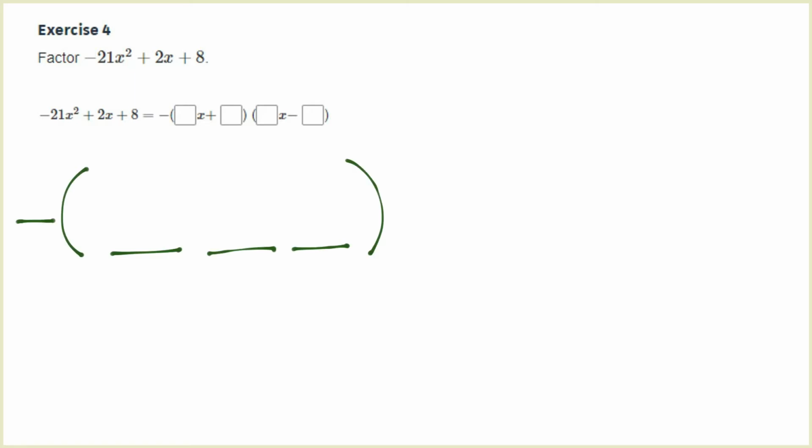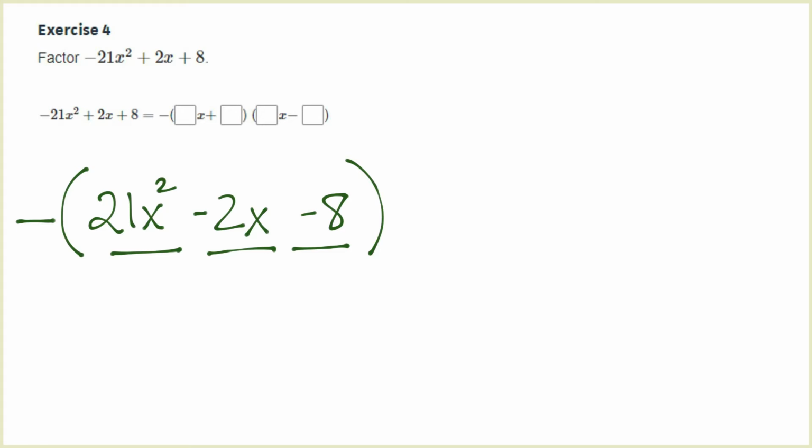Now I need to find out what is the remaining polynomial after I take out my negative 1. So I'm going to divide each of those 3 monomials by negative 1. So negative 21x squared divided by negative 1 is positive 21x squared. Positive 2x divided by negative 1 is negative 2x. And positive 8 divided by negative 1 is negative 8. So my remaining trinomial is 21x squared minus 2x minus 8.